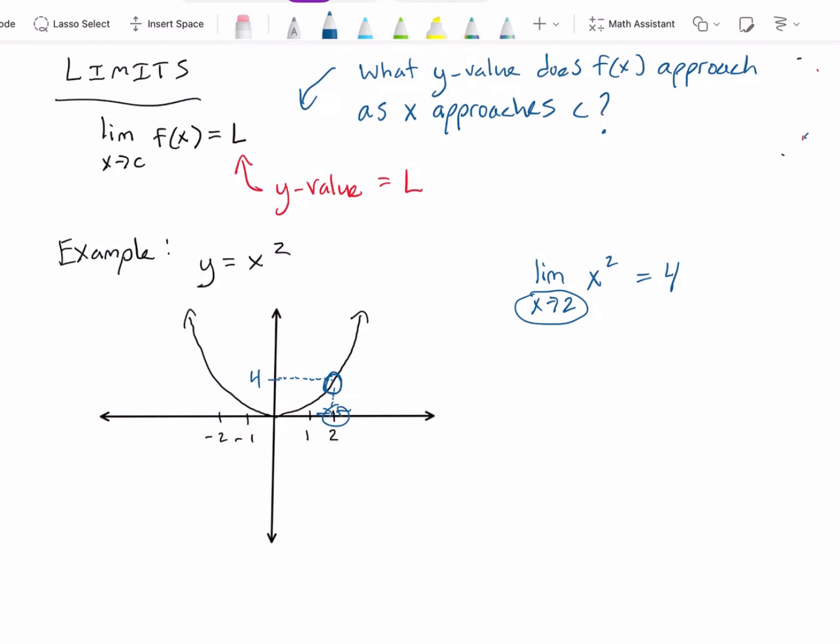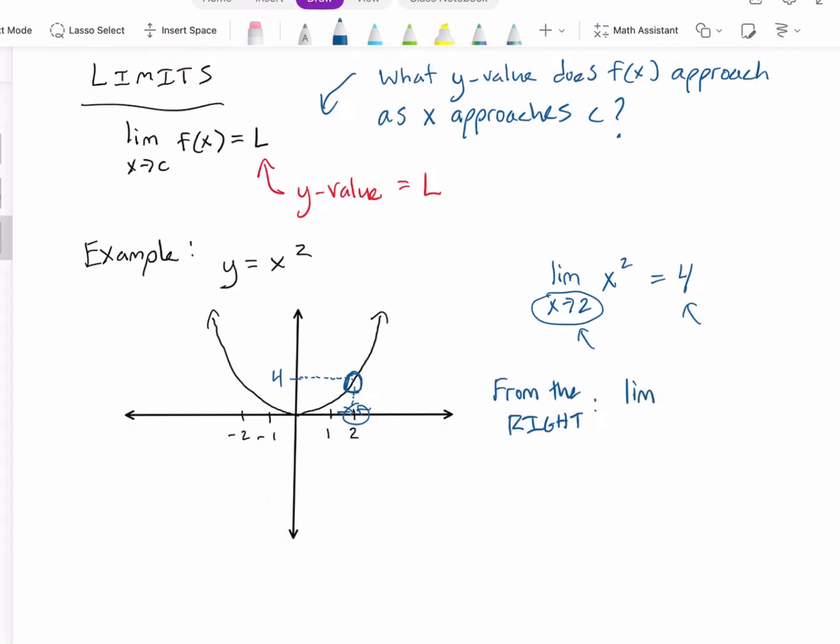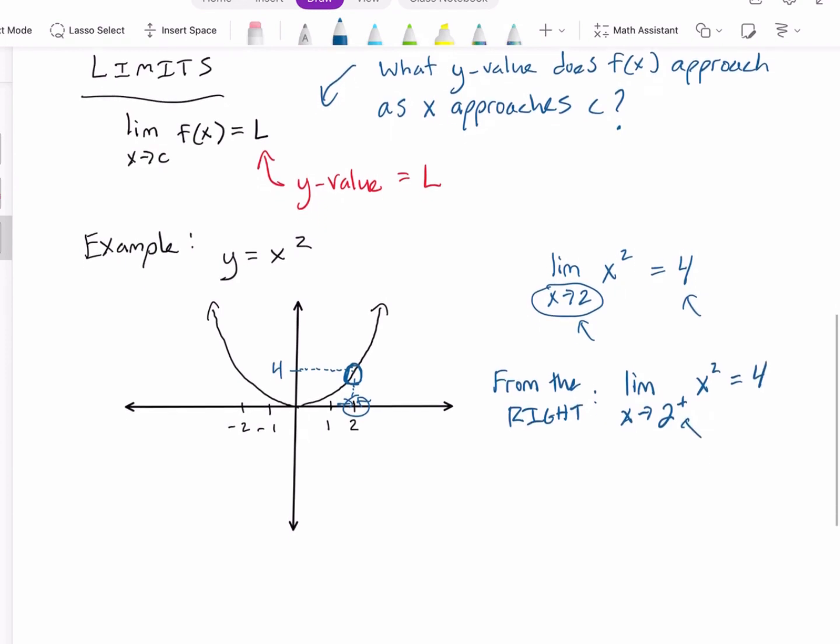You're getting close to the c value, right? X gets close to the c value, and you're being asked, what do the y values do? Are they getting close to a certain number? X approaches 2 from both sides of 2. It approaches from the right and from the left. Notice that when I put a plus sign right here, I'm saying it's approaching from the right. That's what the plus sign is for in the corner of 2.